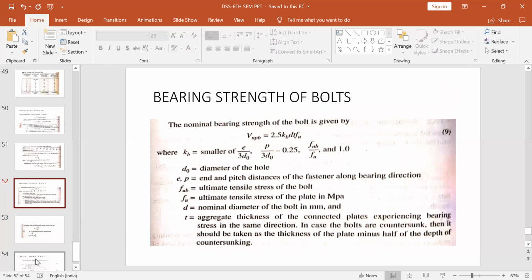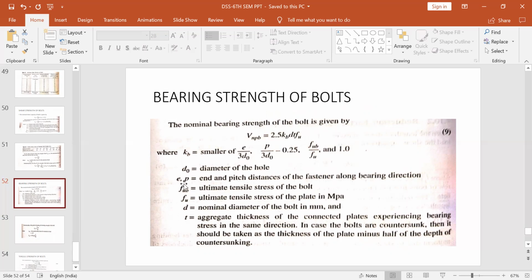Now, bearing strength of bolts. We have discussed how to find the shear capacity; now how to find the bearing capacity. The nominal bearing strength of the bolt is given by VNPB = 2.5 kb d t fu, where kb is a constant which is the smallest of e/(3d0), p/(3d0) − 0.25, fub/fu and 1.0. So these are 4 values.